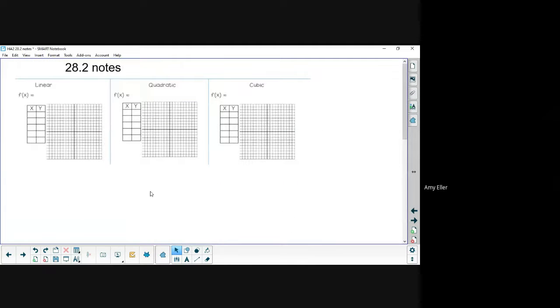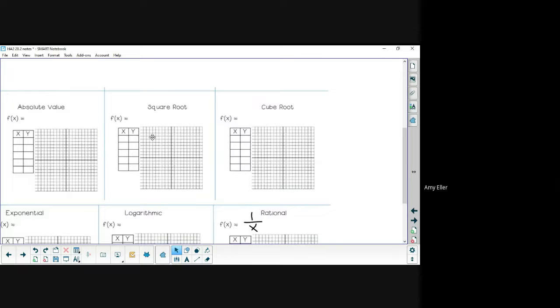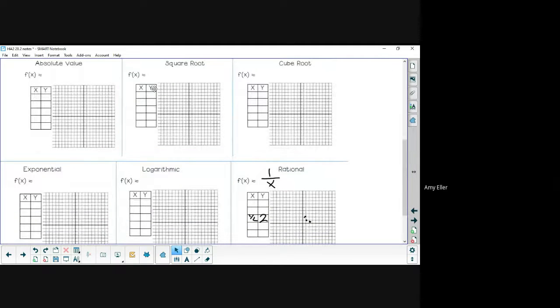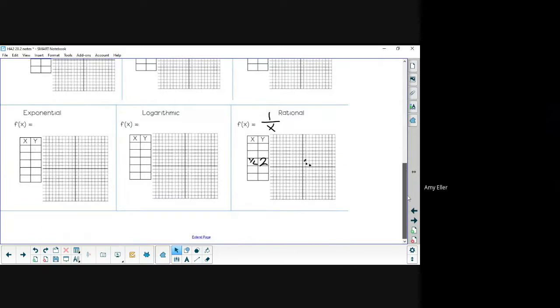So starting with linear, quadratic, cubic, then we had absolute value, square root, cube root, exponential. You may have logarithmic blank. Why is it still there? That's okay.